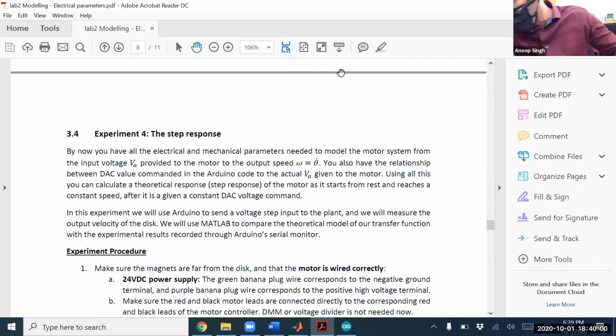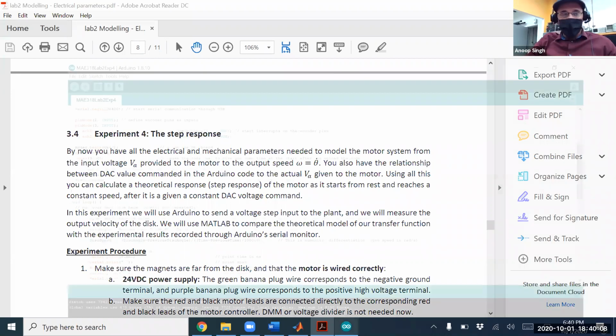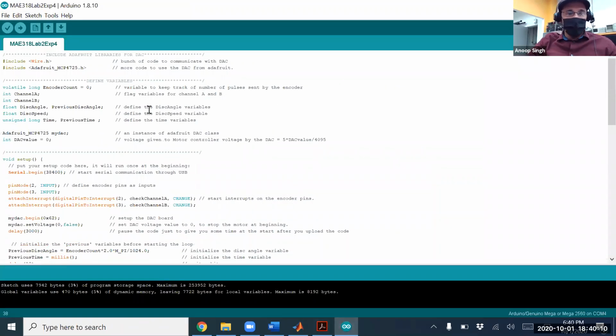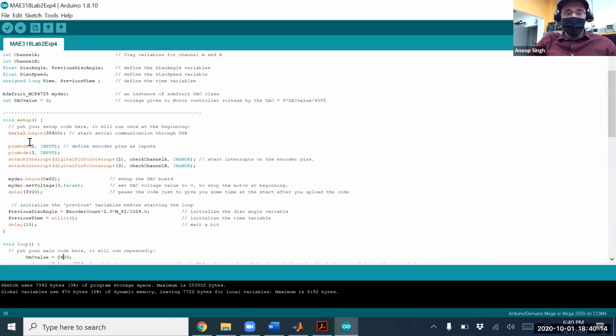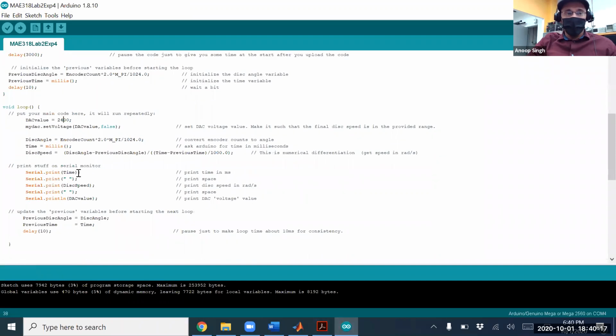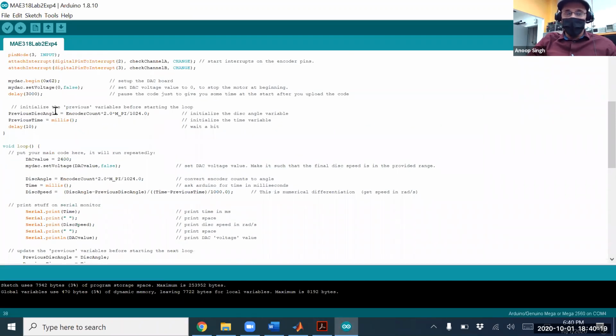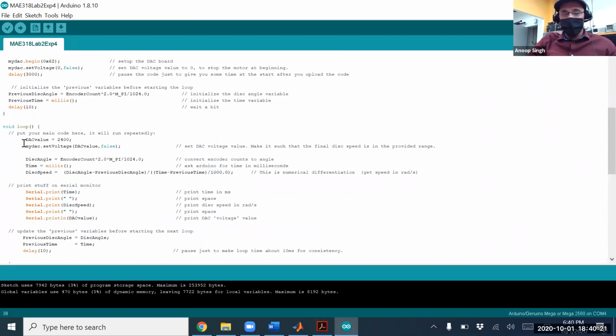Okay, so let's quickly look at the code. Let me turn off my power supply. It was on accidentally. So the code is fairly simple. It's experiment 4, the standard code, define the variables, do the encoder business, and initially make the voltage 0. And suddenly we're going to give some sort of DAC value, which keeps the speed in the range from 9 to 15.